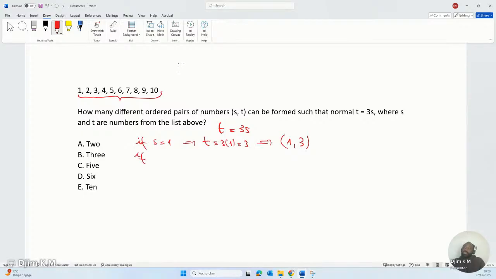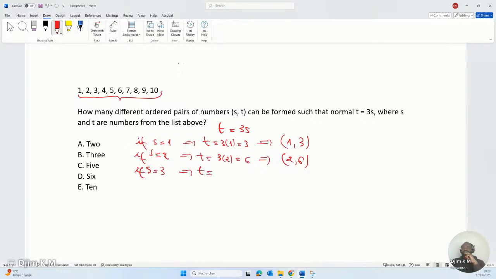We will take the second value here. If S is equal to 2, then T will be equal to 3 times 2, which is 6. So we say 2 and 6. 6 is part of the list of numbers, and 2 is also part of the list of numbers. So this is the condition that we need to respect. S equal to 3. 3 is part of the list of numbers.